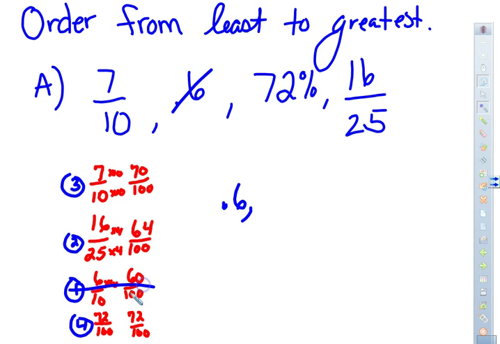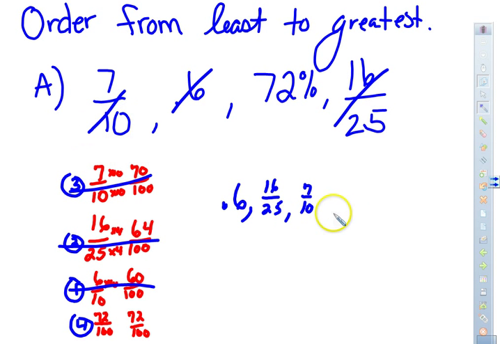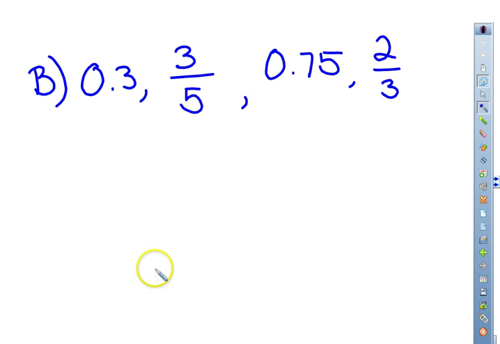And then, the 16/25 was a fraction. So we're done with these. And my next one, third with 7/10. And the last one, 72%. Okay. So let's look at our last one. So go ahead and hit pause and solve this.